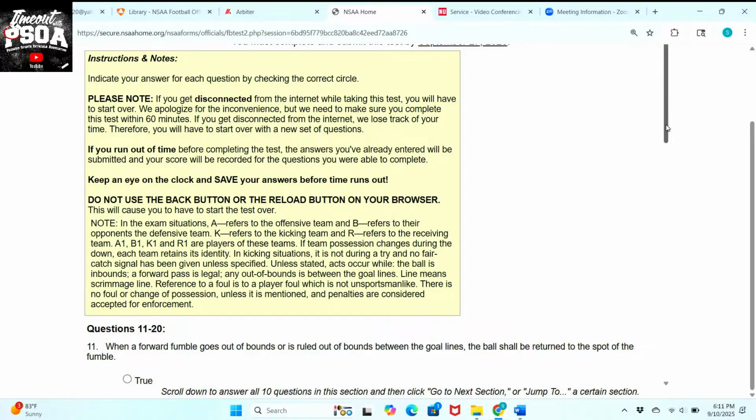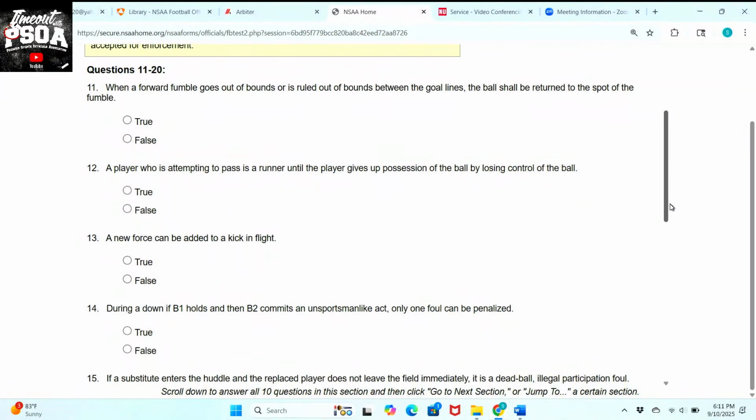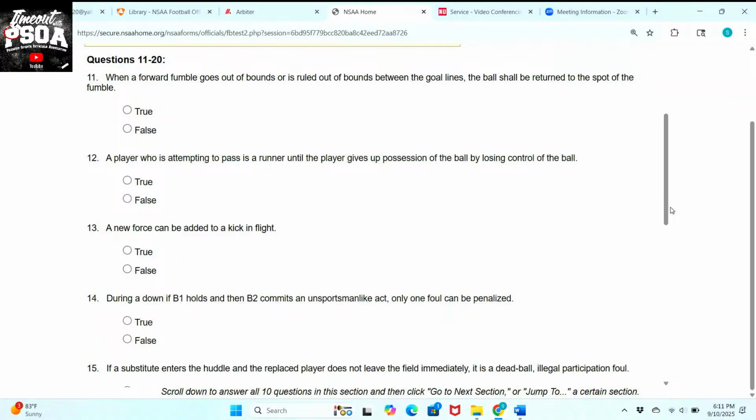JD. When a forward fumble goes out of bounds or is ruled out of bounds between the goal lines, the ball shall be returned to the spot of the fumble. And I've got true. That is true. New rule this year. And remember, the field of play is anywhere between the goal lines. So there were sessions week 1 and week 2. The offense fumbles it into the end zone back.